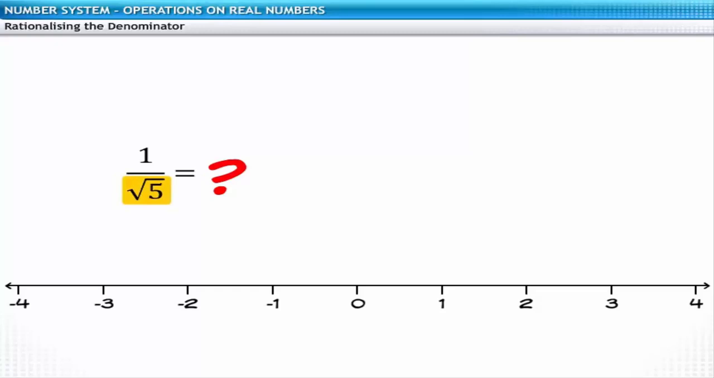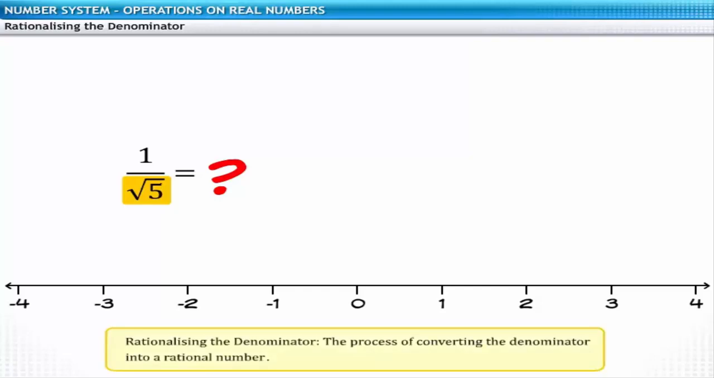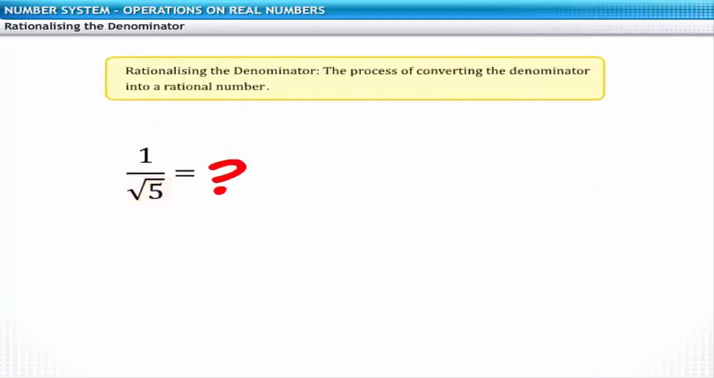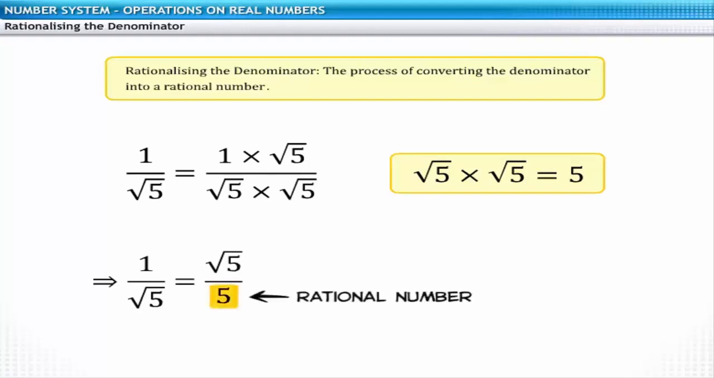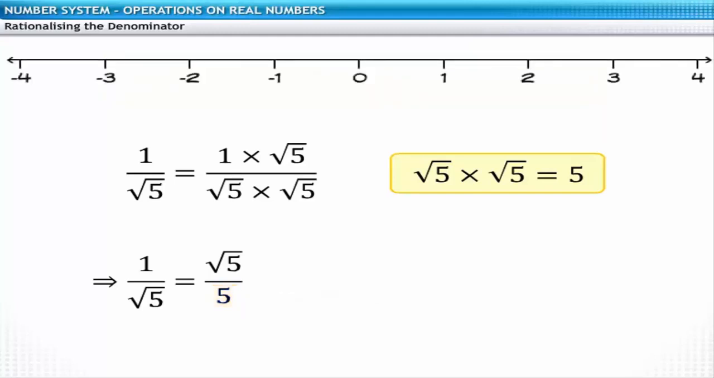Here the denominator is a square root of a real number. To simplify this, you can apply the appropriate identity involving square roots. This process is called rationalizing the denominator. Let's rationalize the square root of 5. We know that if we multiply the square root of 5 with the square root of 5, then the product is rational. Now, we'll multiply the numerator and the denominator of the expression with the square root of 5. This is the equivalent expression, where the denominator 5 is the rational number. Now, we can easily represent this on the number line. This lies between 0 and the square root of 5.